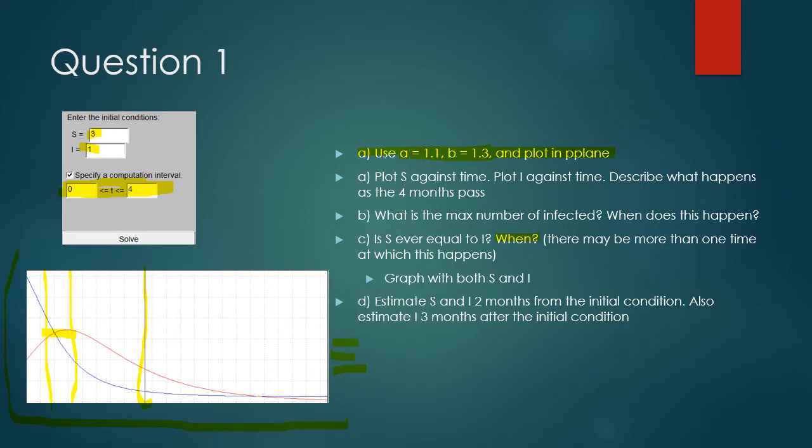So make sure you look at the grading rubrics. It wants a plot of S against time, then I against time, and then both against time. It's not fully necessary, since you're doing the same thing again, but that's just what it wants. Anyways, part D just asks you to estimate a few values from the graph: at time equals 2 months in, what is the value of S, what is the value of I, and then at time equals 3 months in, what is the value of I again.